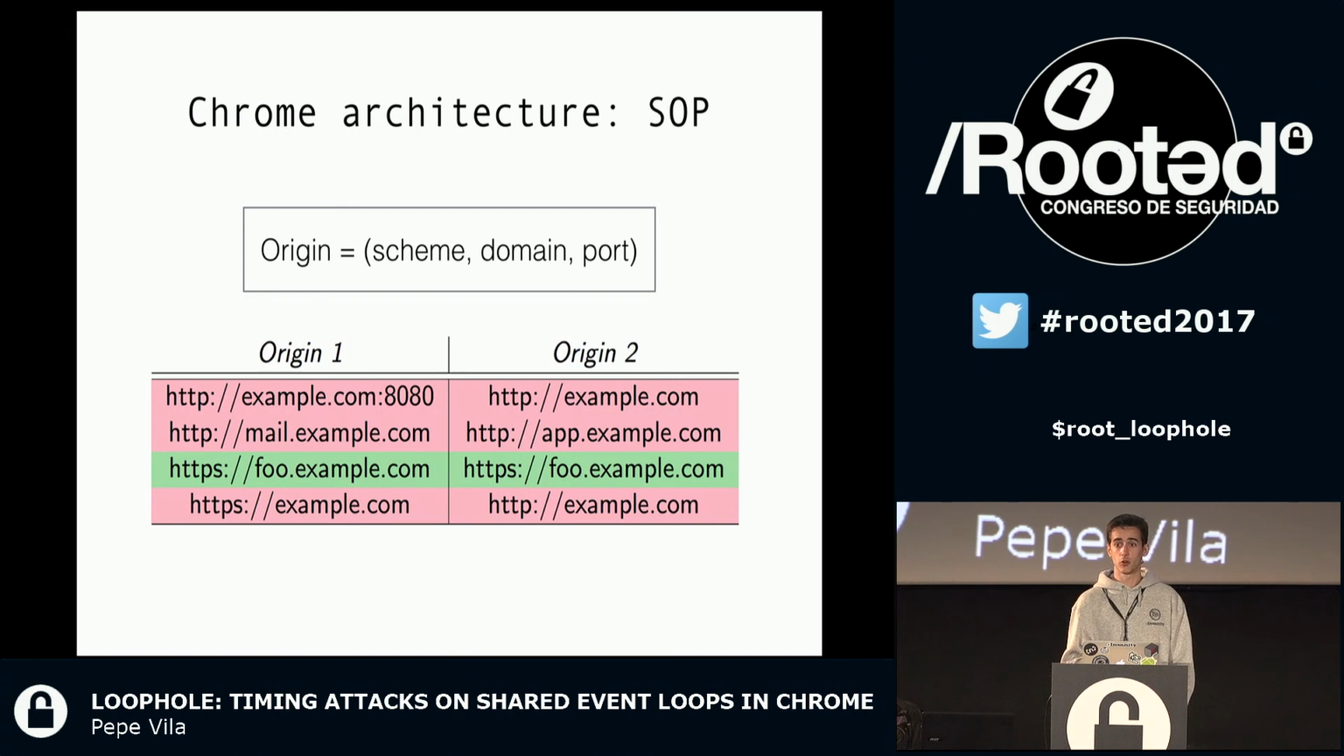The same origin policy I assume everyone knows about. Just in case, let me explain it. This is the security policy implemented by browsers since the dawn of time. An origin has a scheme, a domain, and a port. And it prevents a script that is executed in origin A from accessing origin B. And the main problem with this is that this is a very restrictive policy.